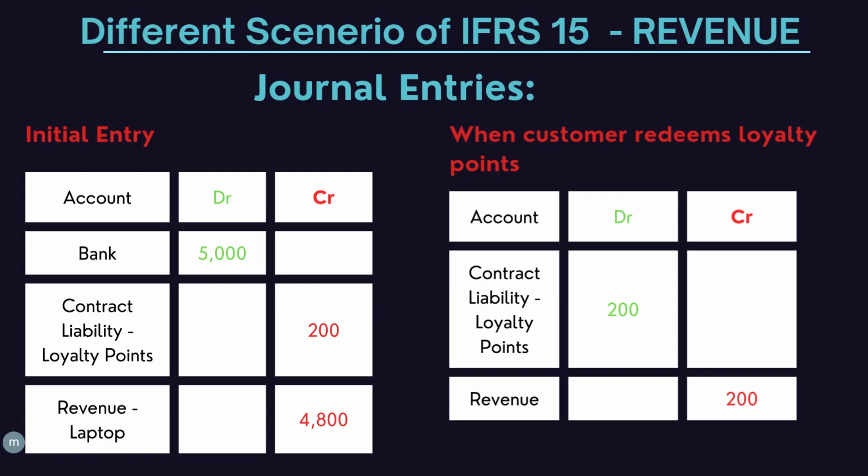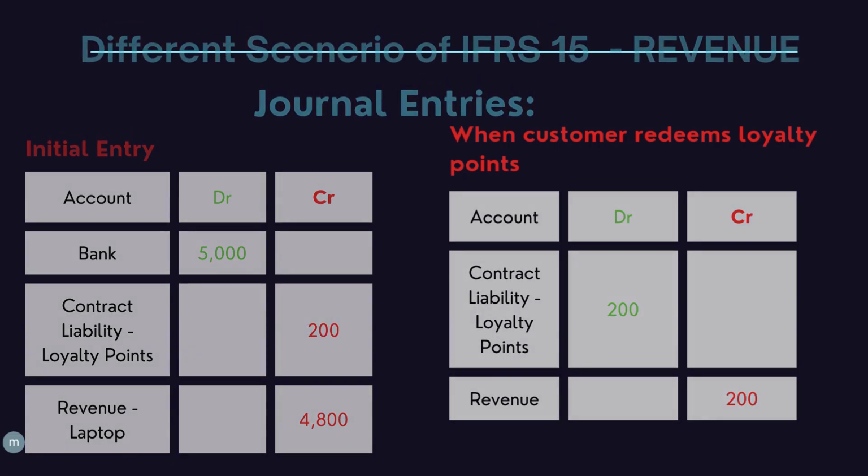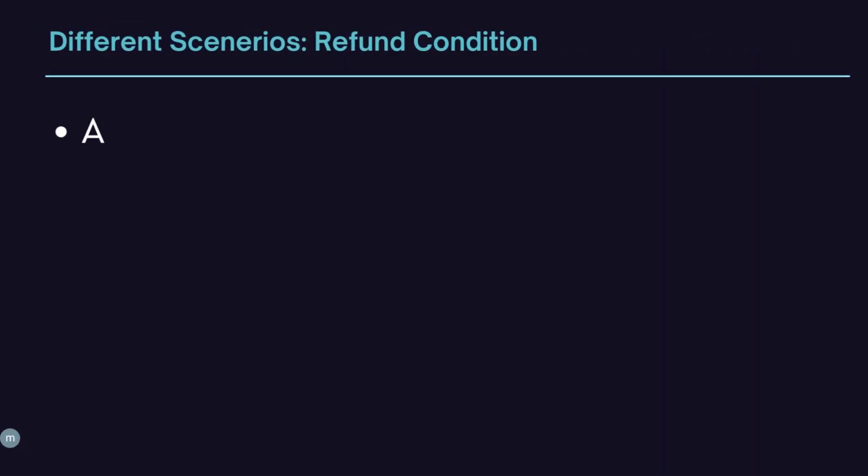So you can only recognize $4,800 as revenue right now. The $200 sits as a contract liability until the customer actually redeems those points. Then when the customer comes back and uses the points: contract liability debit 200, revenue credit 200. So the revenue is recognized step by step, only when the company delivers the extra value they promised. That's fair to the customer and keeps the accounts clean too.